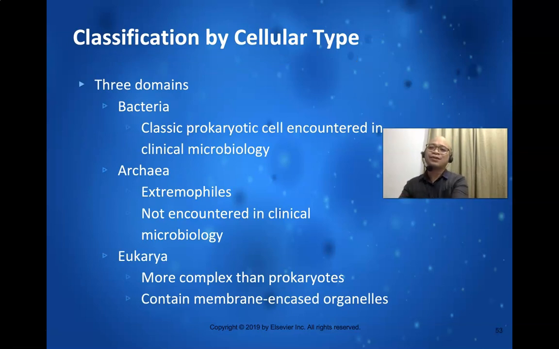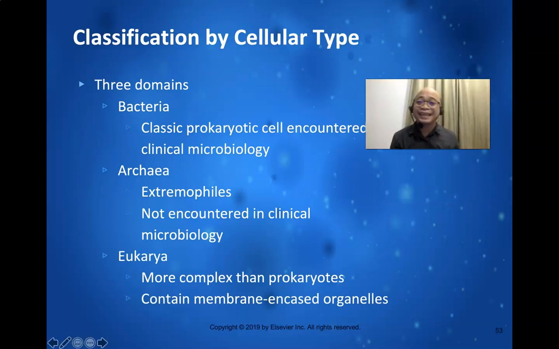Okay, so three domains. The first domain they used to call Eubacteria, which refers to the true bacteria. These are the classical prokaryotic cells encountered in clinical microbiology. This is the one that we will be discussing in this particular course. Then we have the Archaeobacteria. These are bacteria that do not have any cell wall and are seen in extreme environments.